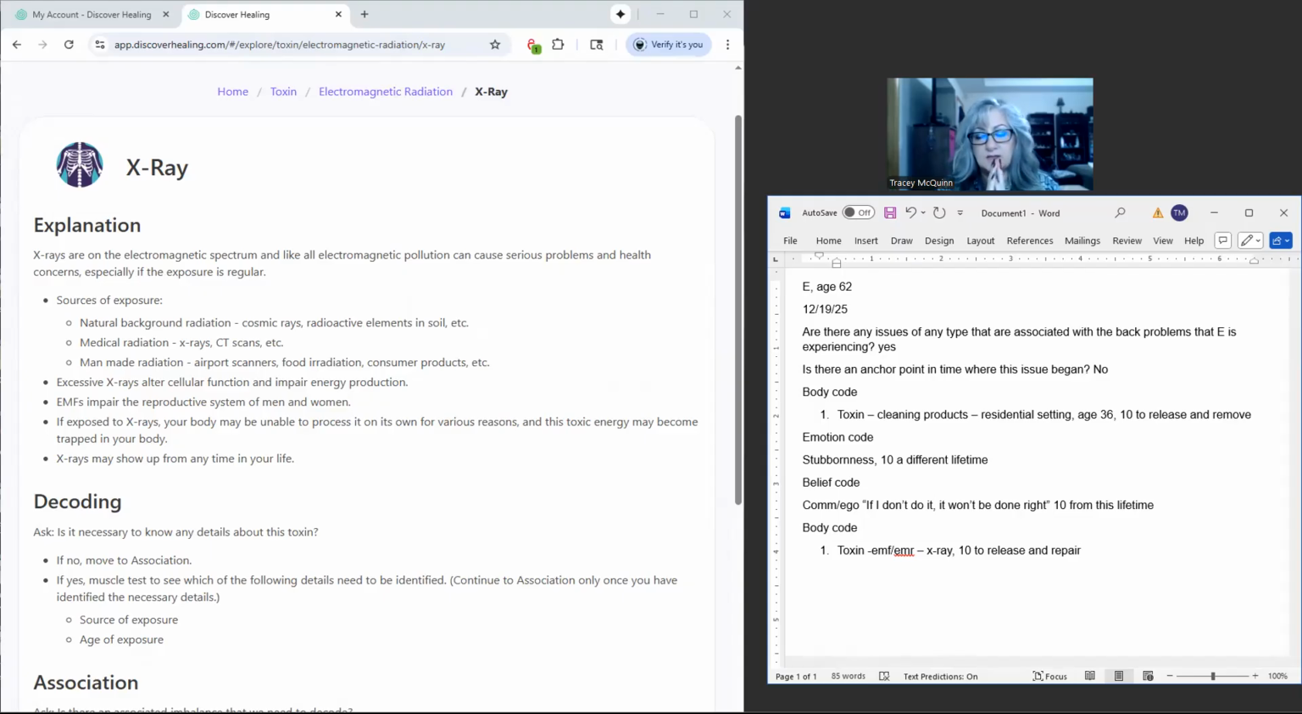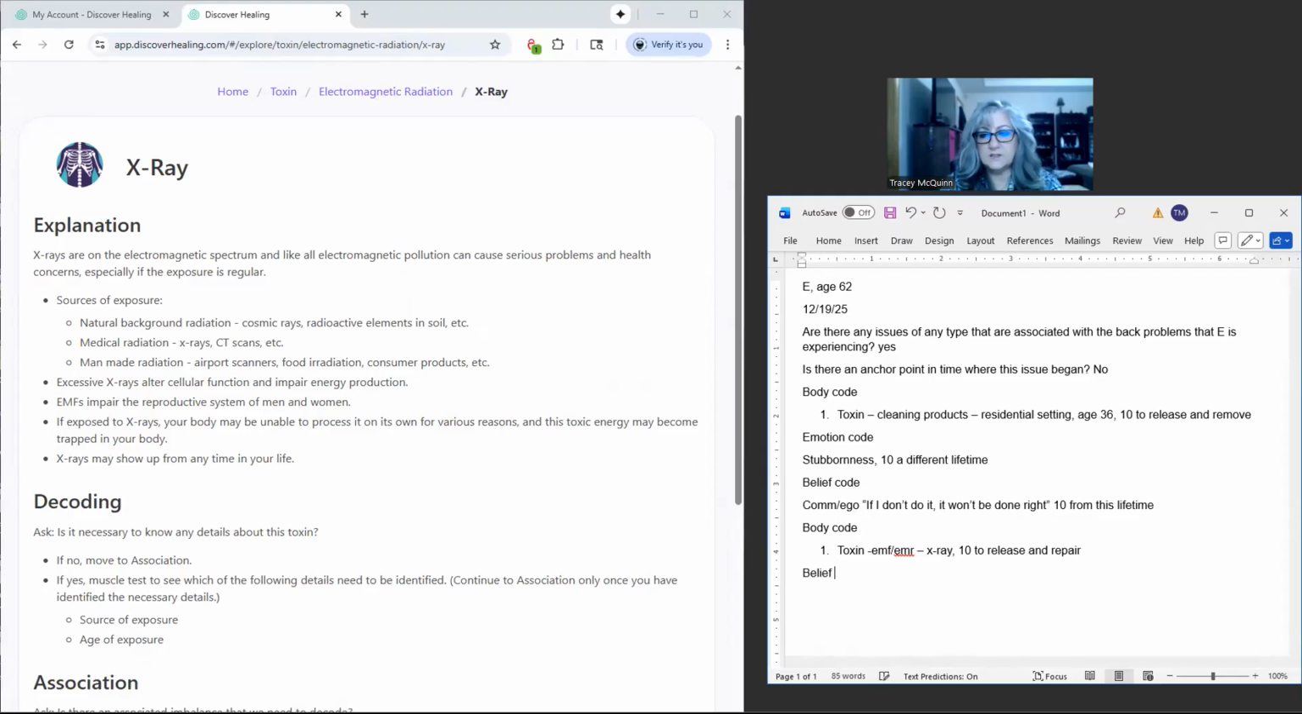Okay, so let's intend to release this X-ray toxicity from his body and being and instruct his body to repair any damages experienced. So 2, 6, 7, 8. Okay, did he release that? Okay, his body is working on repairing that. Yes. All right. We're staying in the body code, move to the emotion code, move to the belief code again.